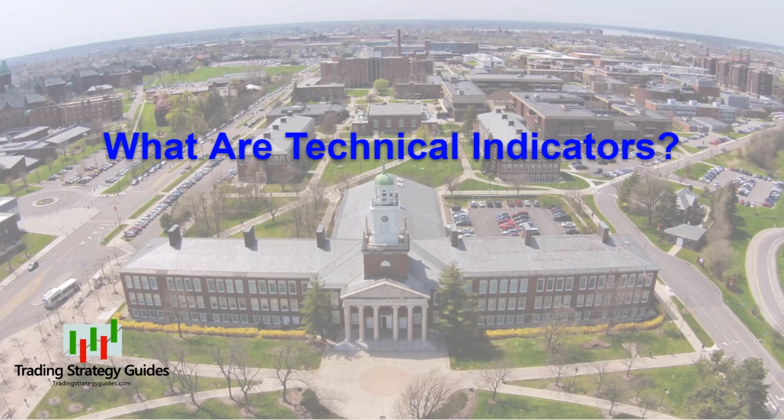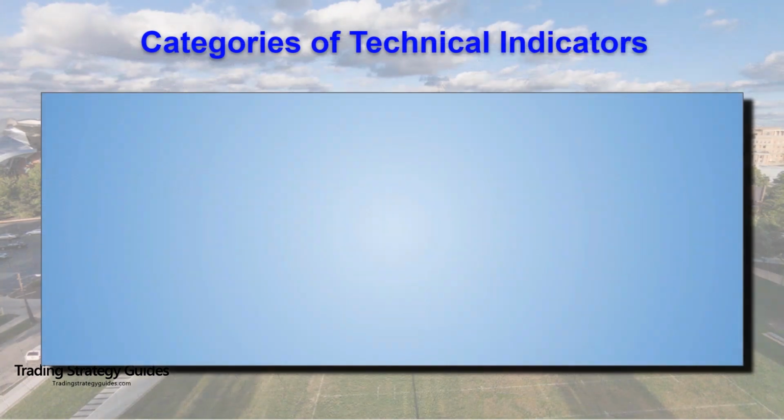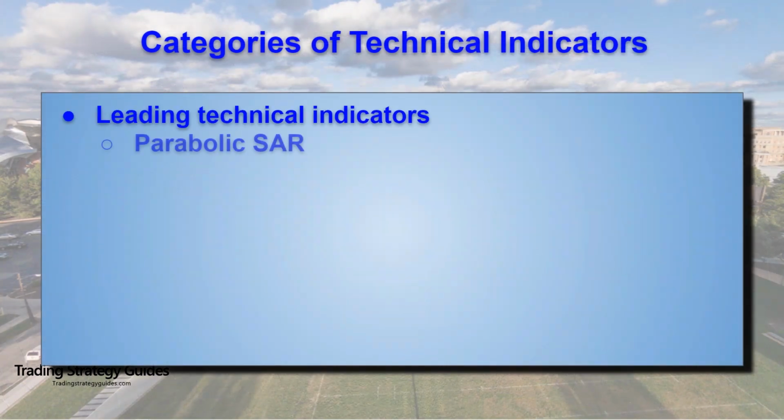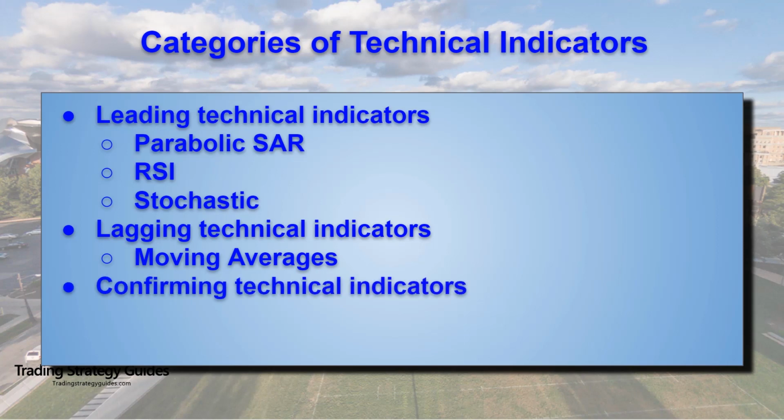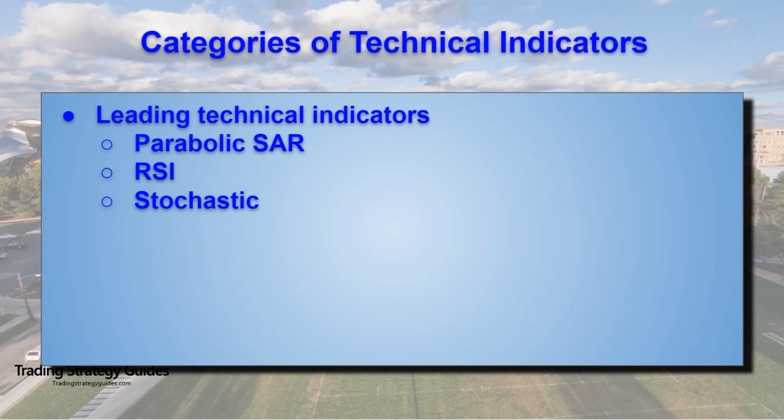Most technical indicators fall into one of three categories as follows. Leading technical indicators, which can include the parabolic SAR, the RSI, and the stochastic. Lagging technical indicators, which is typically demonstrated by moving averages, and confirming technical indicators, on balance volume, for example. A leading technical indicator gives early warnings and trade signals of where the price is going to move, so it can determine in which direction to trade before the new trend has even started.